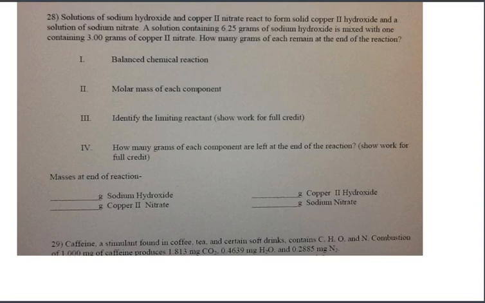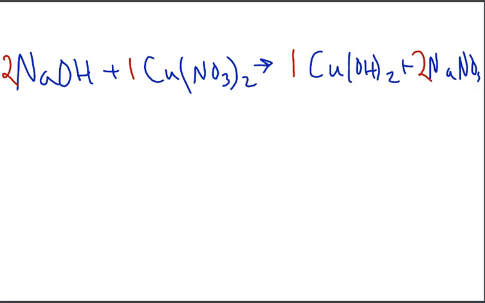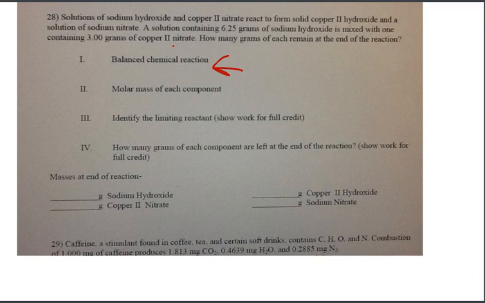All right, there's no way I can fit the reaction into here, so I have it right here on the next page. So 2 sodium hydroxides, 1 copper(II) nitrate go to 1 copper(II) hydroxide and 2 sodium nitrates. All right, so that's the balanced chemical equation. Next would be the molar mass of each component. I like to break this down so it's pretty simple for me to grade and pretty simple for you to not mess up.